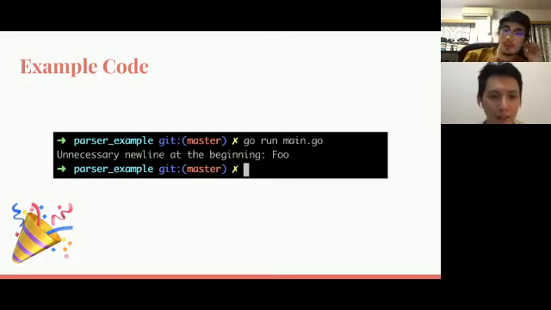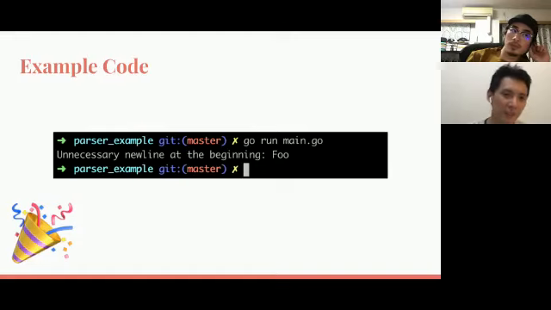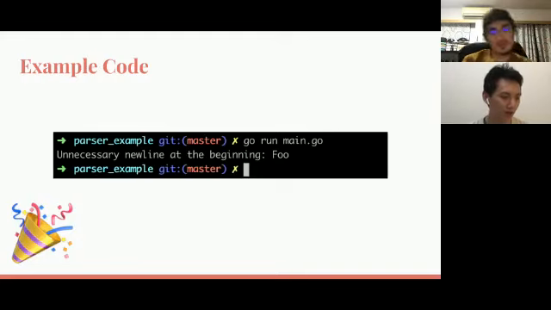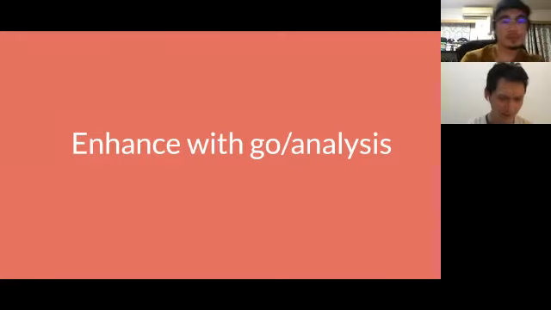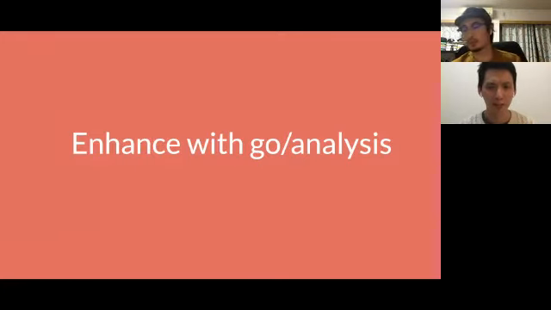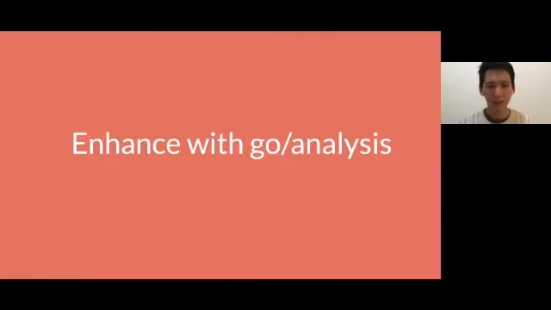So we can run this program and then we get the result that we want, saying unnecessary new line at the beginning. Foo, yay, it's done. So this is just a quick walkthrough of how we do it. I know there's not much time, but I'll just quickly walk through how to enhance this kind of program with Go analysis. Because for a linter, it's really hard to make everything from scratch.